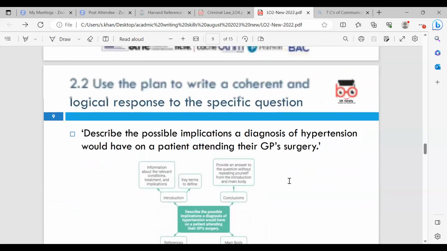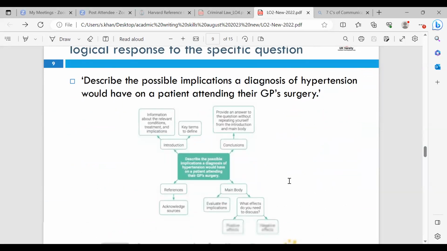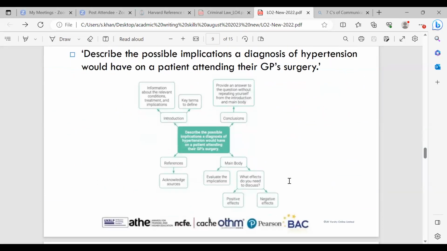So 2.2, use the plan to write a coherent and logical response to a specific question. So, describe the possible implications. This is an example: a diagnosis of hypertension would have a patient attending their surgery. So you would look at that. In the middle, this is a spidergram. Your question would be in the middle. Does everyone understand? Yeah. And then you would just branch out.